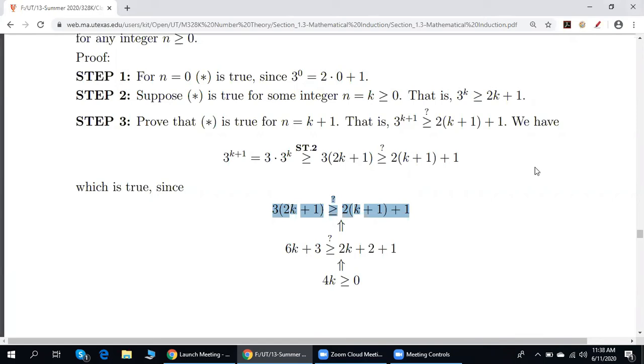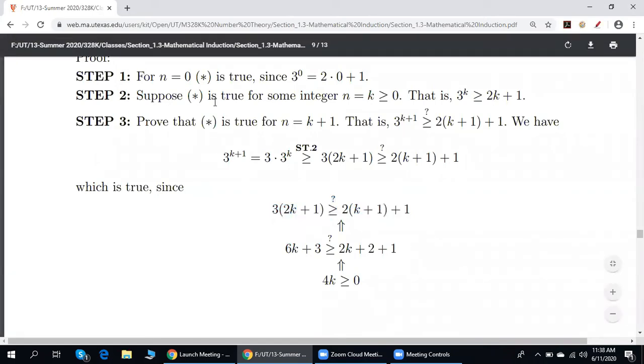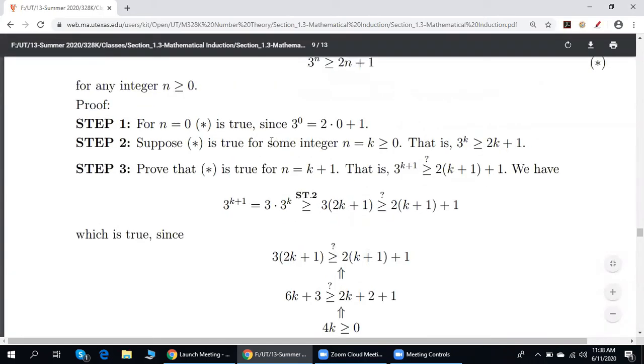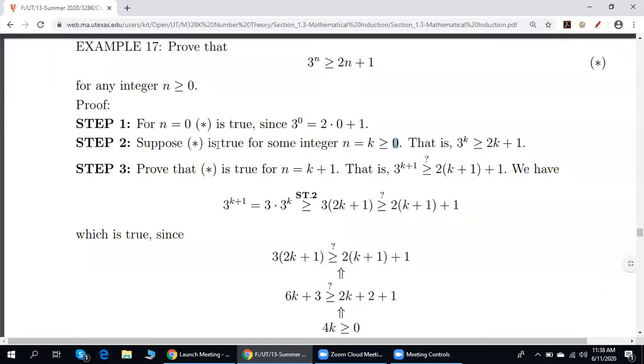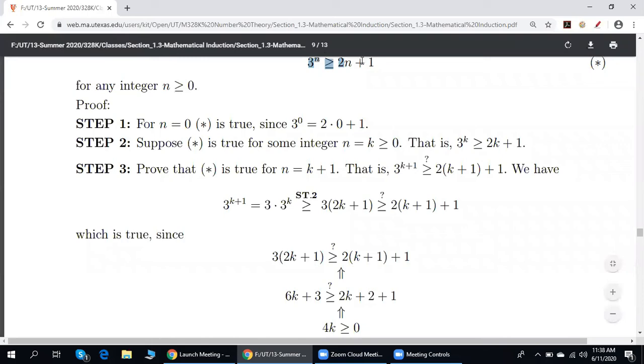Folks, any questions here? In step 2, since we already proved that it's true for n equals 0, could we have said k is greater than or equal to 1? No, we can't. Please take a look at this word, for some. If you replace 0 by 1, you will not be able to suppose that this is true for some integer n is equal to k, where k is greater or equal to 1, because the only information that we have is the following. This is true for n is equal to 0.